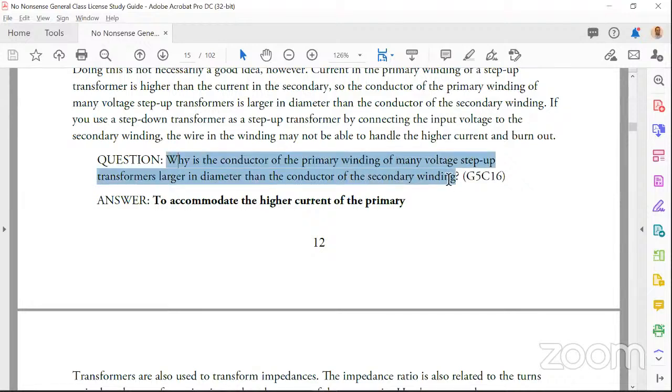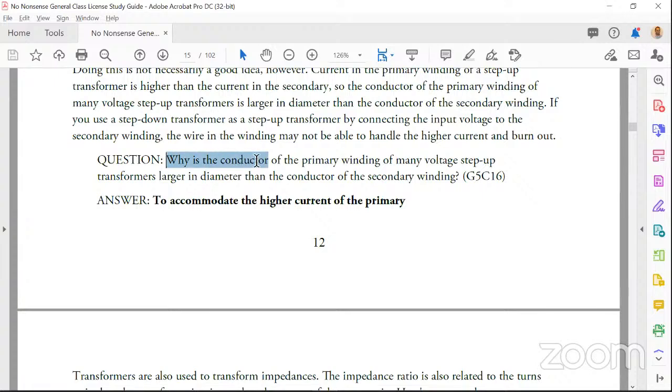Why is the conductor of the primary winding of many voltage step-up transformers larger in diameter than the conductor of the secondary winding? So let's take this question a little bit slowly. Let's dissect it. What are they asking us?